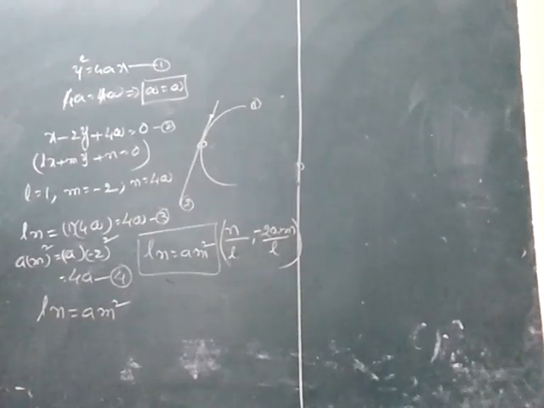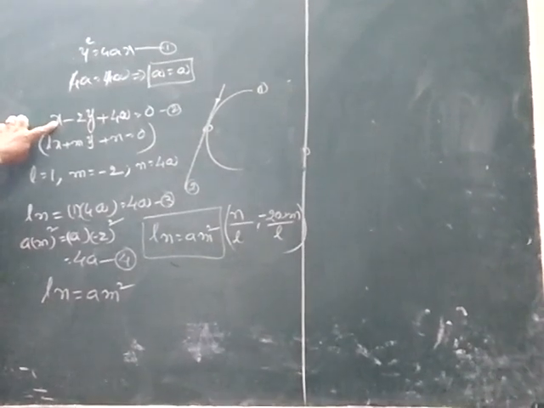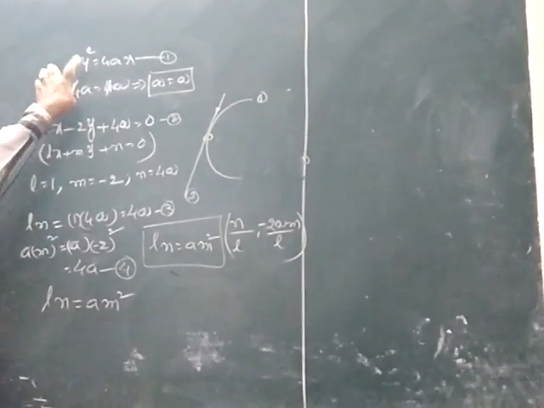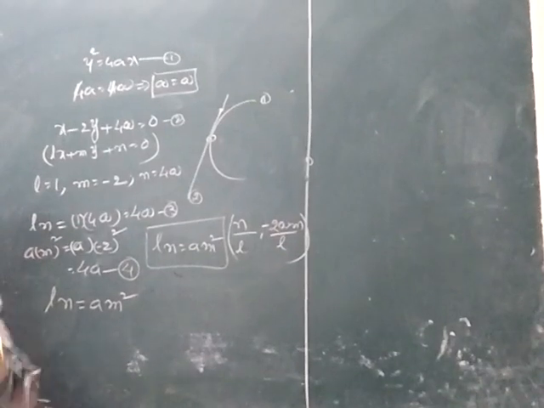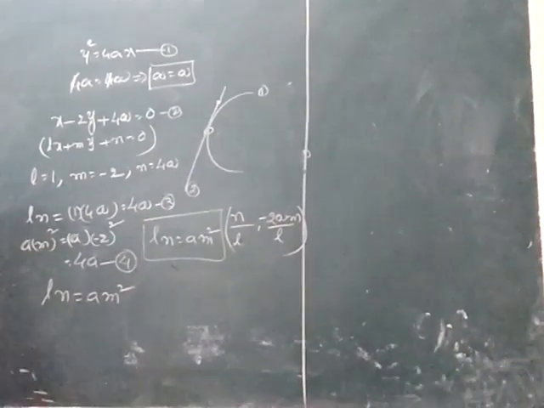Therefore, the second line touches the parabola 1.